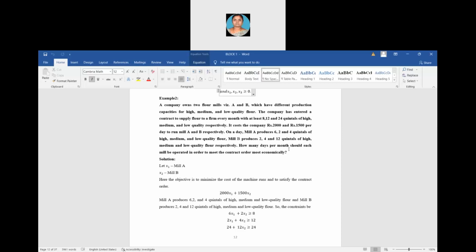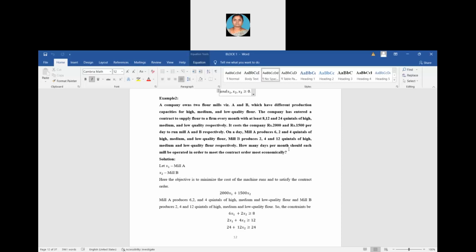So if you have the amount range, we can have those things as our objective function on a day. First you should understand what your decision variables are, what your objective function is, and what all the constraints are. All these things you have to identify from the question itself. On a day, mill A produces 6, 2 and 4 quintals of high, medium, and low quality flour, and mill B produces 2, 4, and 12 quintals of high, medium, and low quality flour respectively.